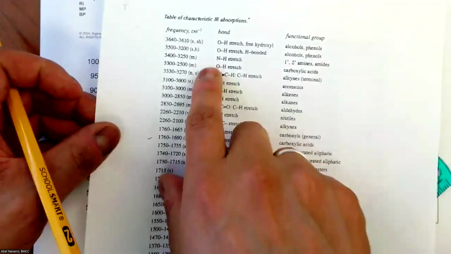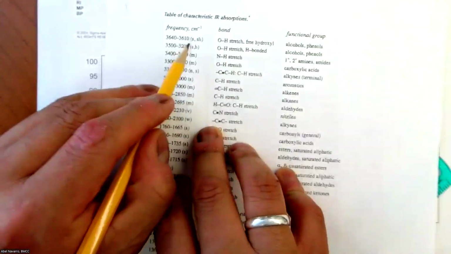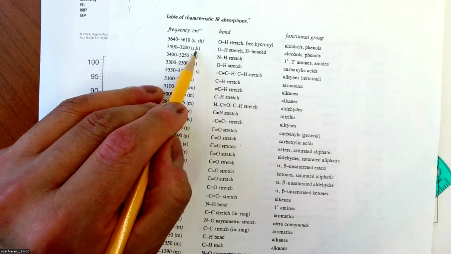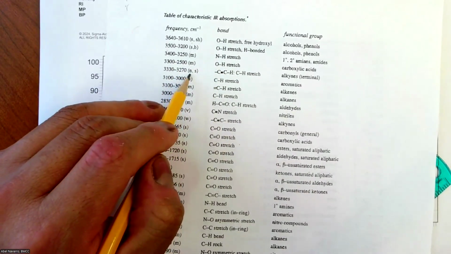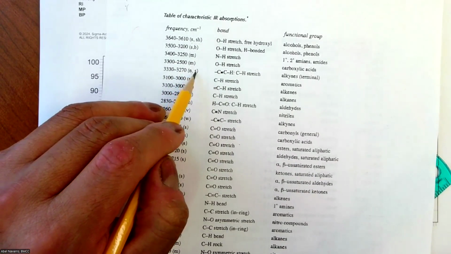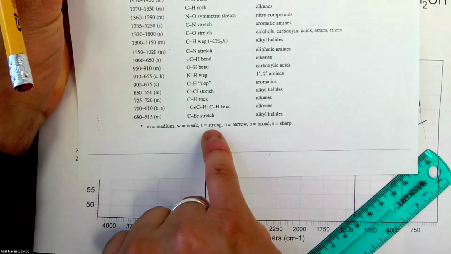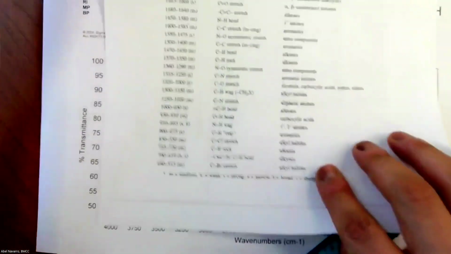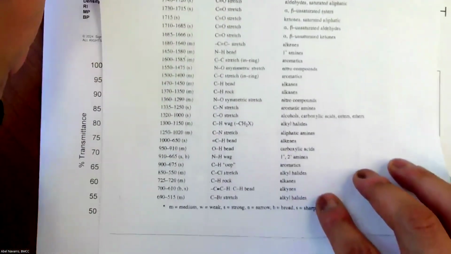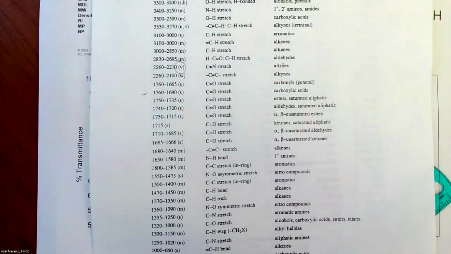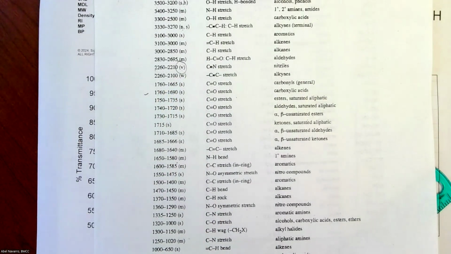Why? Because here you guys will have the peaks, and there are different abbreviations: strong, sharp, strong, broad, medium, narrow, strong. And that's what it is: medium, weak, strong, narrow, broad, sharp. The V is variable. Maybe you saw it before me. You see the V somewhere? I lost it. Okay, right here. That V means variable. Variable means it could be strong, medium, or weak.